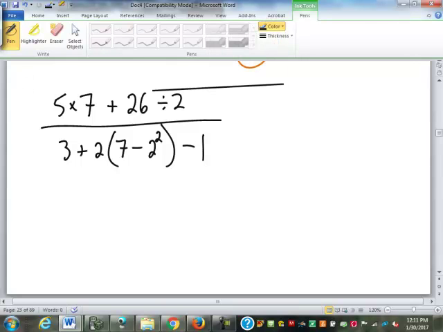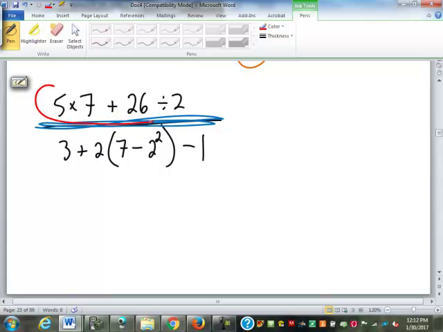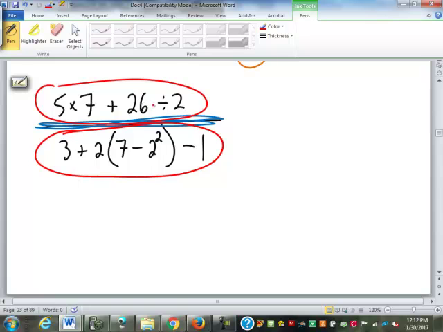Looking at this one here, the first thing we have to do is decide, what does this line across here mean? What's it mean? Divide. Okay, it does mean divide. It is called a fraction bar. And it is telling us to divide. And it is also an enclosing symbol. It separates everything on top from everything on bottom. So it's telling us we have to do everything on top first, then everything on bottom, and then divide.